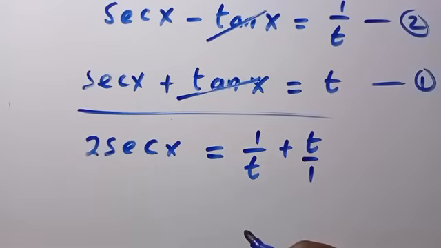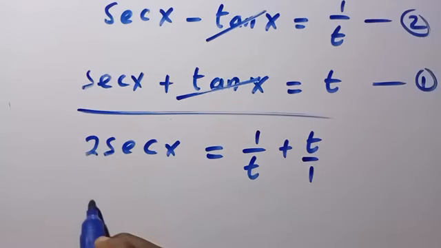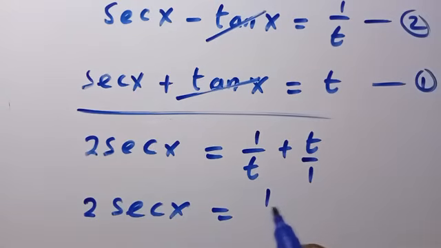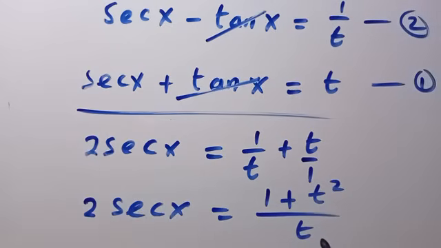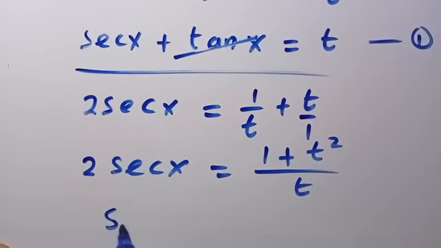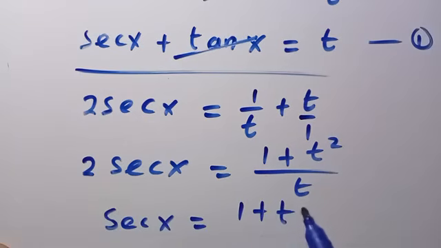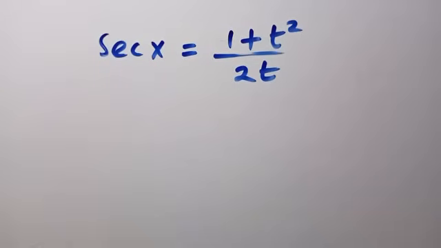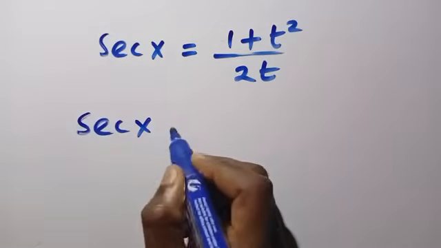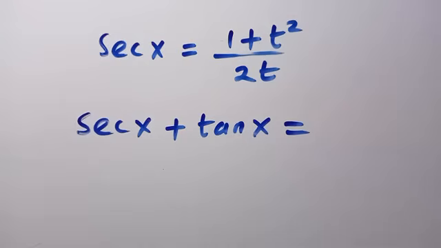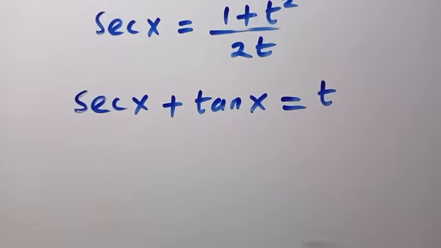I will divide this t by 1. When we find the LCM here, we have 2 sec x equals 1 plus t squared divided by t. By dividing both sides by 2, we have sec x equals 1 plus t squared divided by 2t. So we have gotten sec x. Let's find tan x. Considering equation 1, which says sec x plus tan x equals t, and sec x is 1 plus t squared over 2t.